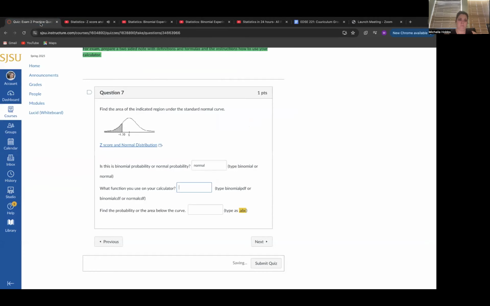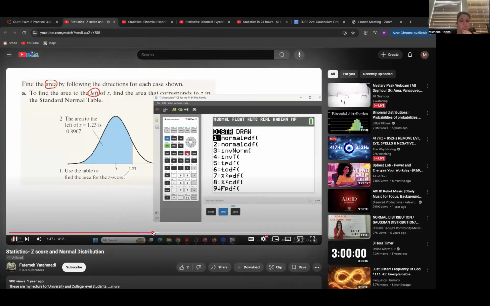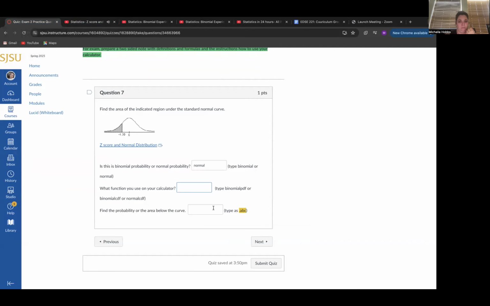The most important part in dealing with normal distribution. The first scenario is: press 2nd, VARS, and you need to find not normal PDF, but normal CDF, so your cursor must be at 2. So again, what I did, 2nd, VARS, normal CDF. I'm writing normal CDF, normal because it's a bell-shaped normal curve. The area is on the left-hand side of 1.23.